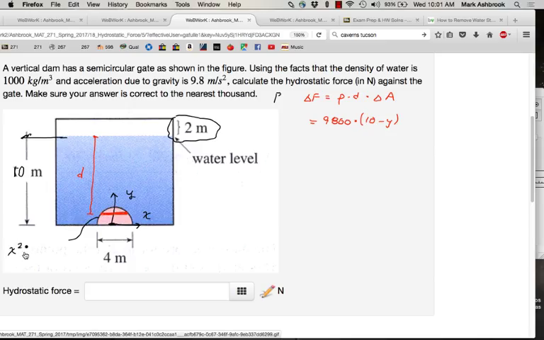x squared plus y squared equals 2 squared, right? So that 4 is not the diameter, but it's the radius squared, right? 2 squared. It's not the same as this 4 right here. Okay, so according to that equation of that circle, what would we say is the width of our typical strip?